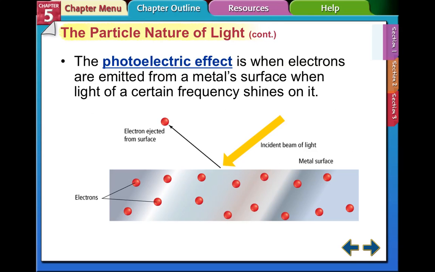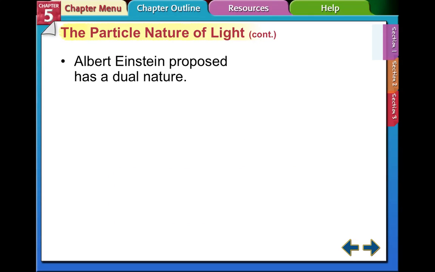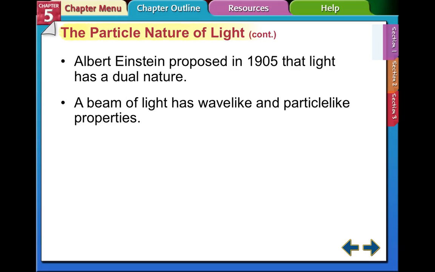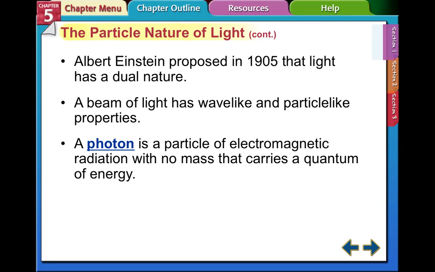Okay, photoelectric effect. This is when electrons are emitted from a metal surface when light of certain frequency shines on it. So if you have a really shiny metal and you put a light on it, the reason it reflects is because of this photoelectric effect. Okay, Albert Einstein proposed in 1905 that light has a dual nature, that a beam of light has wave-like properties and particle-like properties. A photon is a particle of electromagnetic radiation with no mass and carries a quantum of energy.